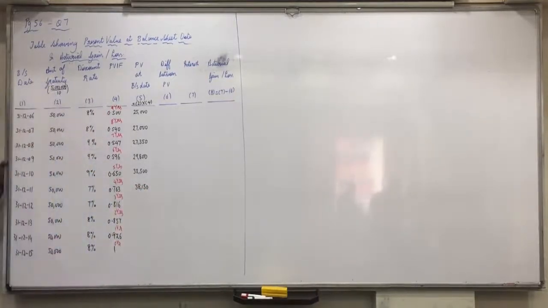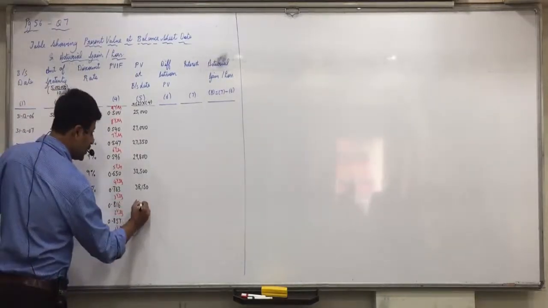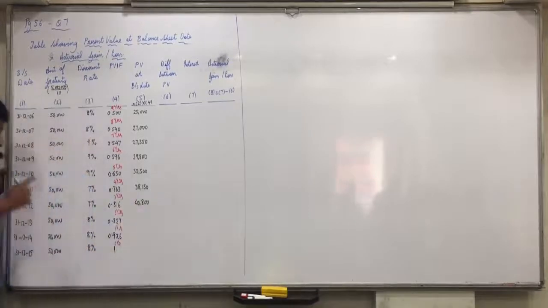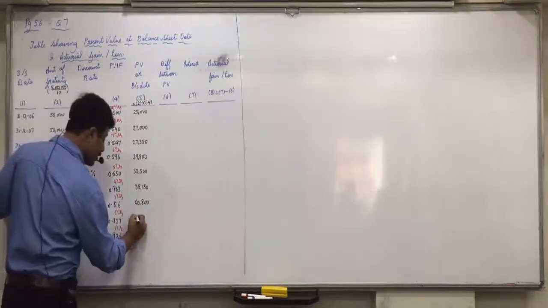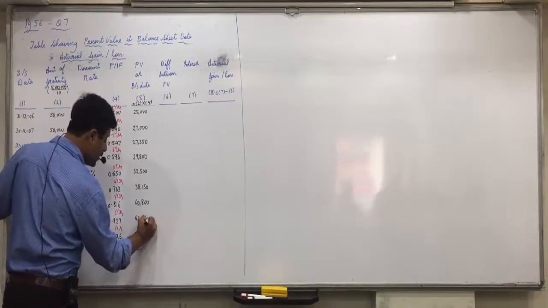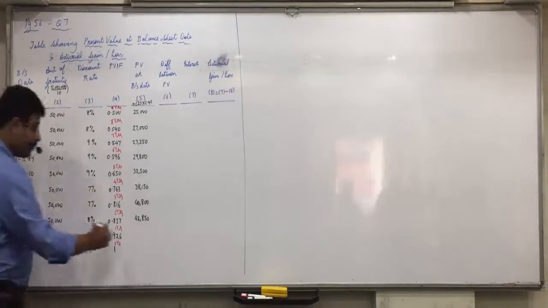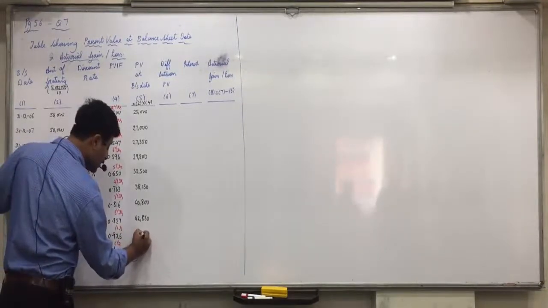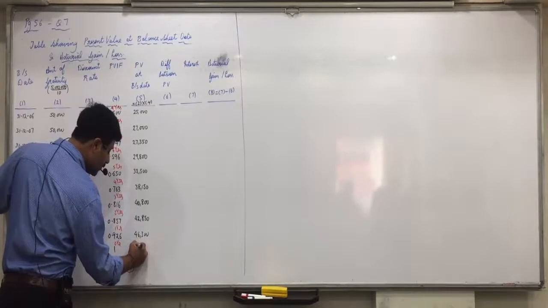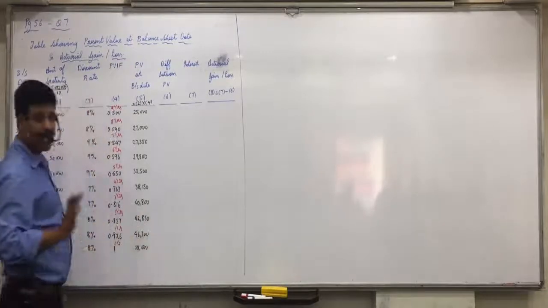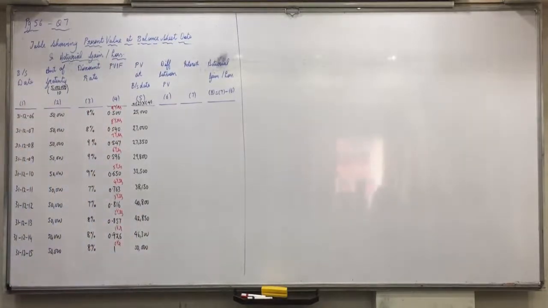38,150, 50,000 into 0.816. 40,800, 50,000 into 0.857. 42,850, 50,000 into 0.926. 46,300. And last will remain 50 only. Means last year we'll have to keep aside 50 only. Any confusions in this? All are clear with it?